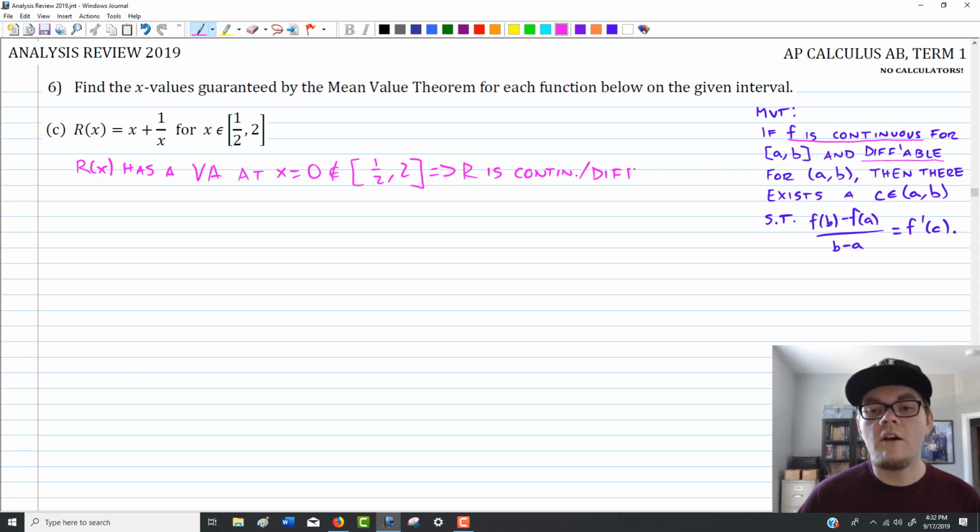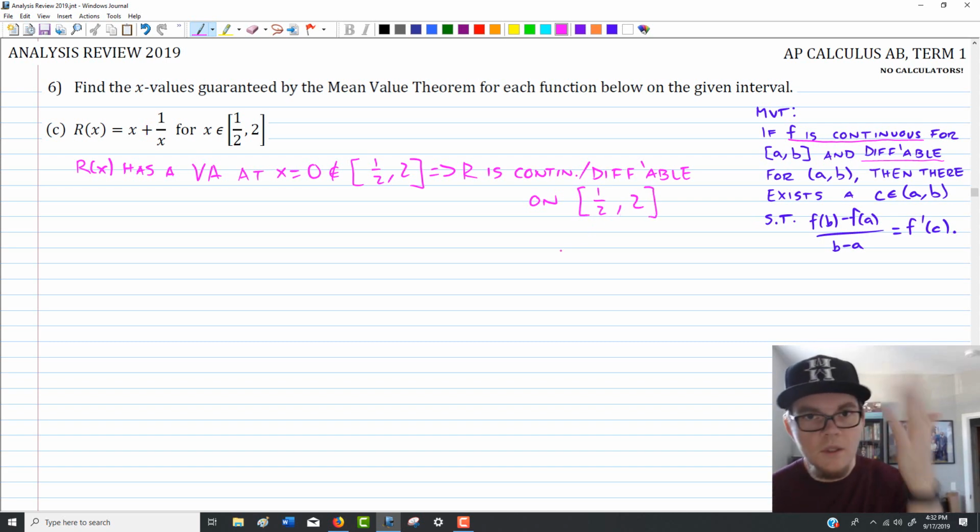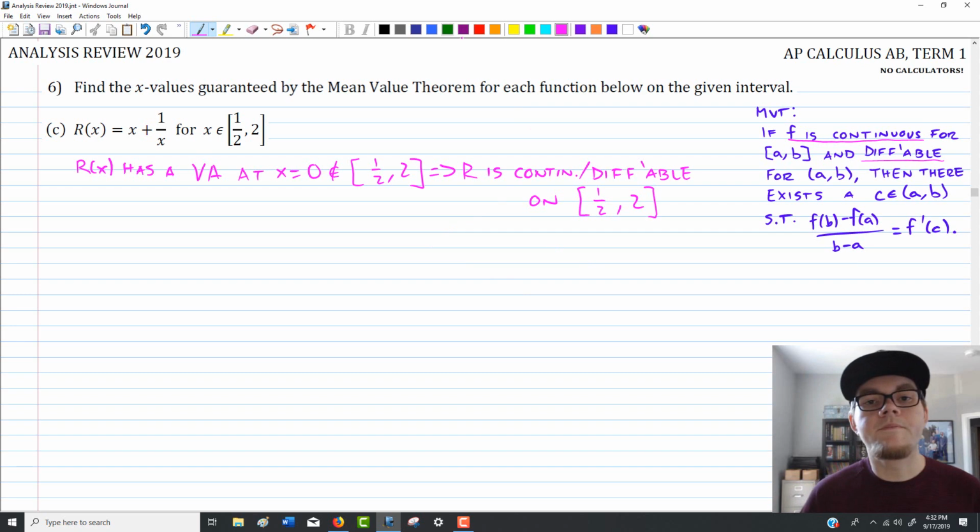Here, though, we can't just say r is continuous and differentiable. We should specify the interval we're talking about. So it's specifically differentiable and continuous on 1/2 to 2, the only interval we care about. So bullet dodged, we're in good shape still.